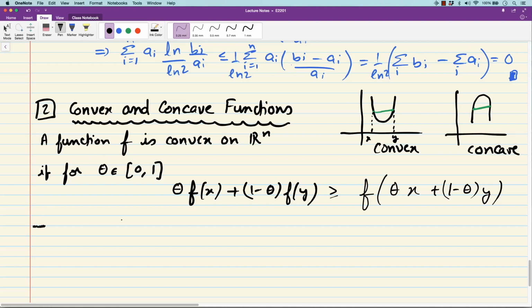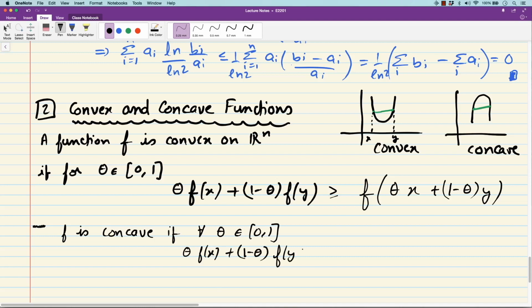Okay. So more formally, f is concave if, similarly, for all theta in 0, 1, this is the notation for all, theta f(x) plus 1 minus theta f(y) is less than or equal to f of theta x plus 1 minus theta y. Okay, that's a concave function.